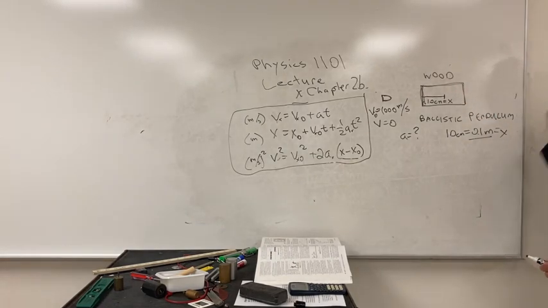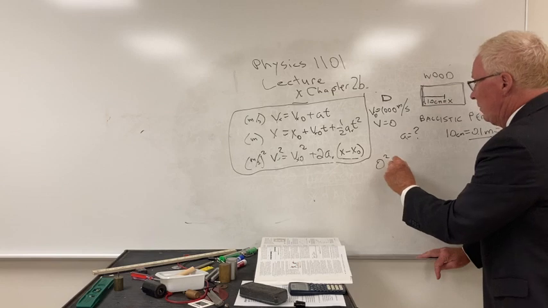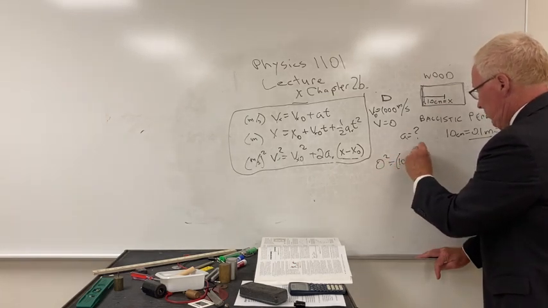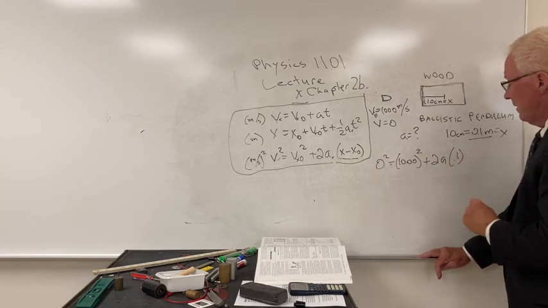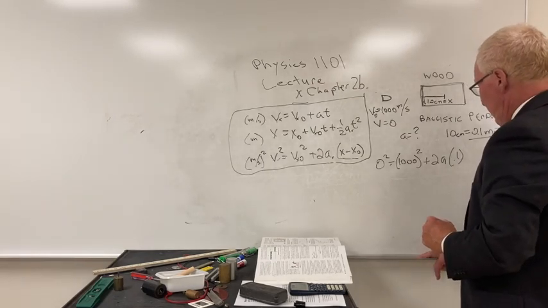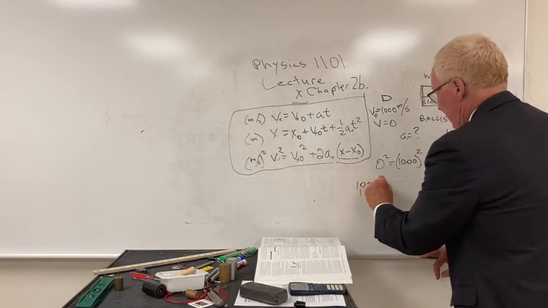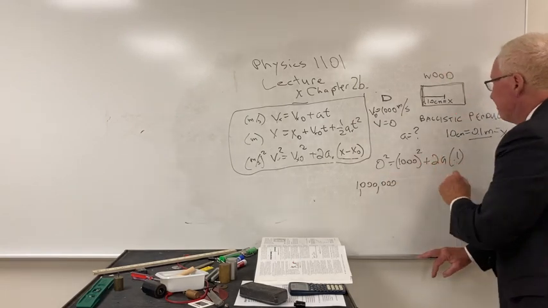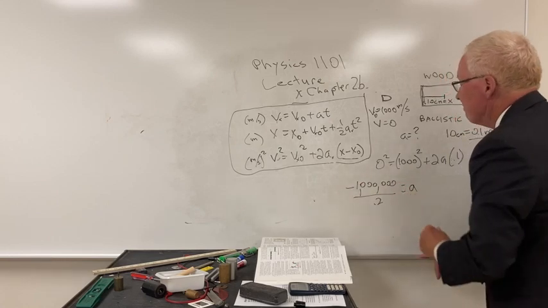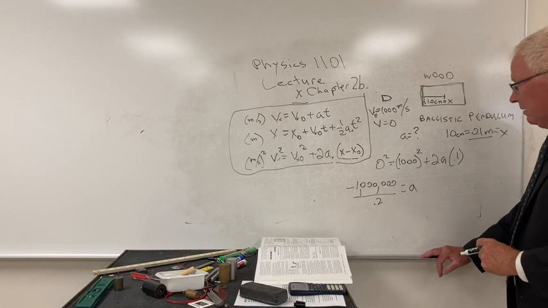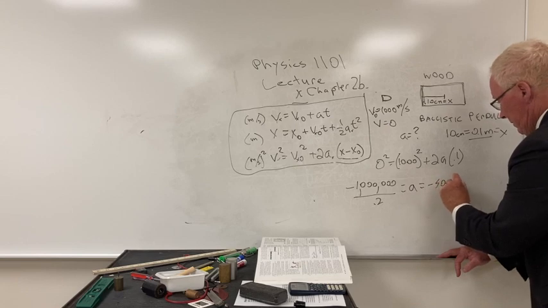So this would be V, 0 squared, equals 1,000 squared plus 2 times A times 0.1. So that would be 1 million divided by 0.2, minus that, is A. That is going to be one big number. That will be minus 5 million meters per second squared.